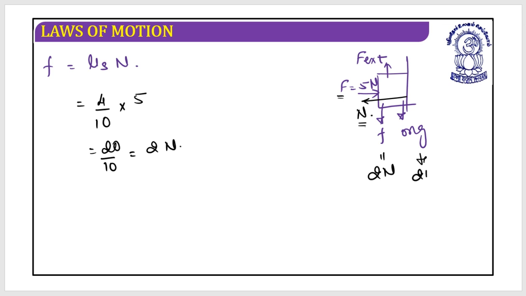The weight they have given in the data is 2 Newton. So F external required to move the block in the upward direction is 2 plus 2, which is 4 Newton. That's it. You did it. Great job.